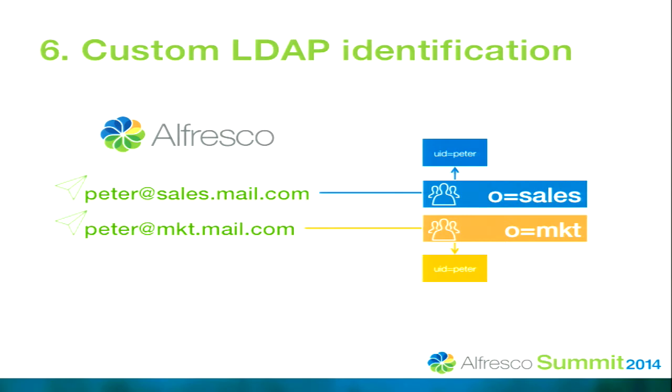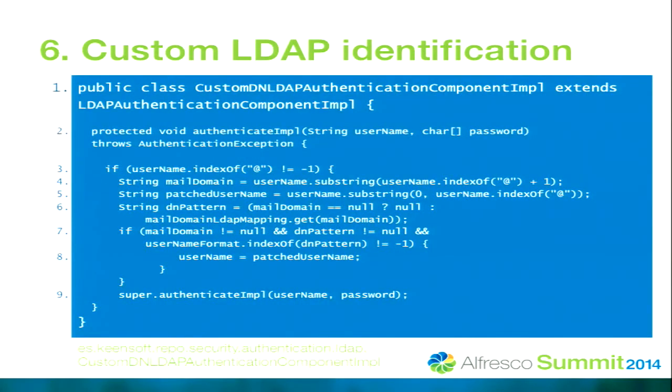So as I have the mail domain, I can extend the LDAP authentication component just to find the branch where I want to identify this user.